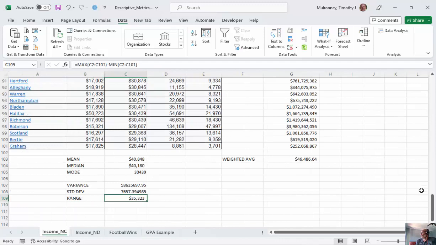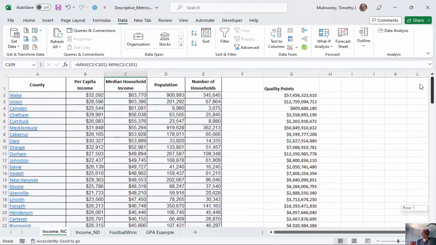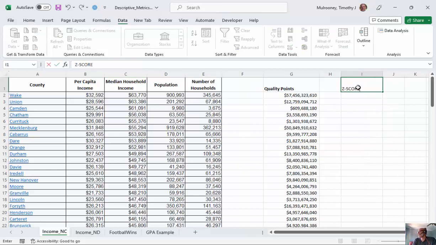The last thing we'll look at is, well, we want to calculate a z-score because this is all good and well. And so we're going to do another column right here where we're going to look at the z-score. Now remember what the z-score represents. The z-score tells us how far away it is from the mean. And remember the formula, the z-score is going to be equal to the value minus the average, all divided by the standard deviation. So each county is going to have its own unique z-score.